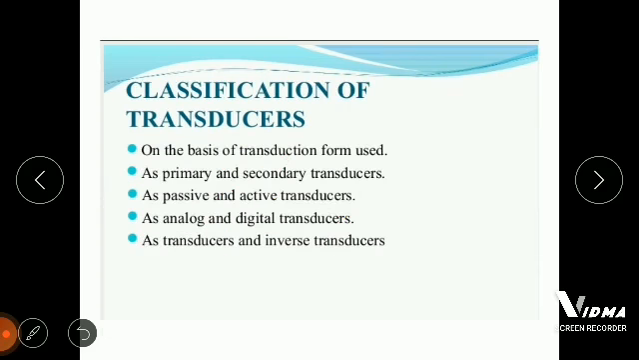Classification of transducers. Basically, we can classify transducers based on different parameters. We have listed here five categories of transducers. The first is on the basis of transduction form used. Transduction form is basically the element we are using for the conversion, like resistance, inductance, capacitance based. Then secondly, primary and secondary transducers. In primary and secondary transducers, the working of the secondary is based on the primary action, so this is the combination of both.